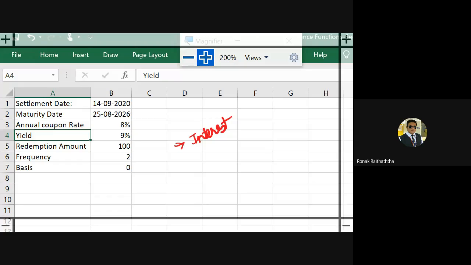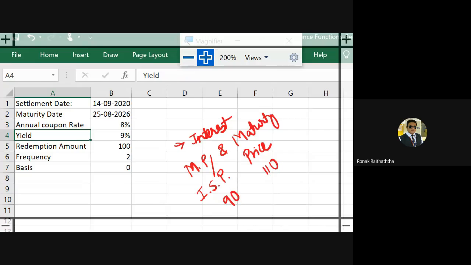It is not the only return you get from the bond, because the market price of the bond and the maturity price of the bond may be different, or we can call it the issue price when the bonds are issued. So this can be different. The bond might have been issued at 90 and the maturity price would have been 110. So what about this 20 rupees which you have got from this? Now this 20 rupees cannot be added in 1 year, right?